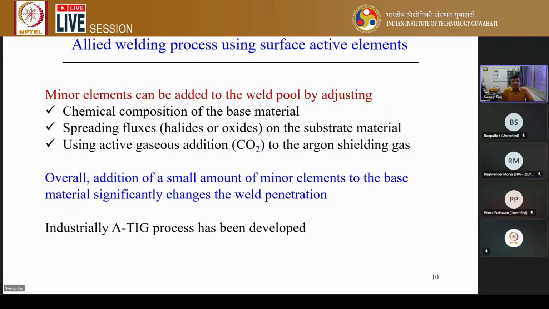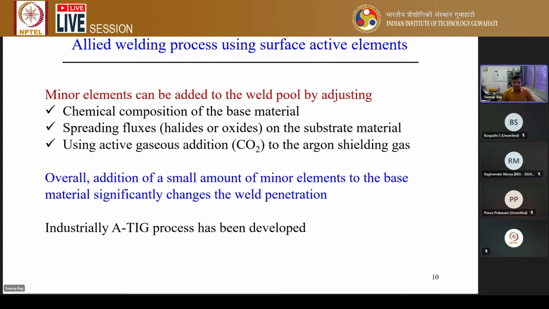Sometimes, along with the fluxes, we can use specific fluxes. We can use oxide or halide fluxes on the substrate material that can act as surface active elements. Similarly, along with the argon shielding gas, we can use CO2 also. So here the oxygen can act as a surface active element and change the pattern of the liquid metal flow within the small weld pool. So these are the different ways the surface active elements can be introduced in the fusion welding process.